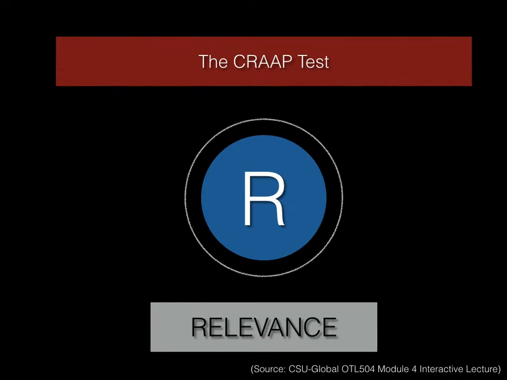Next, the R in the CRAAP test stands for relevance. You must evaluate if the website you are visiting is relevant or related to your research topic of study. If the information presented on the site doesn't answer your research questions, you can probably find better resources. For example, if you are doing a report on the quality of Samsung televisions, you wouldn't want to use research on the Samsung Lions baseball team.